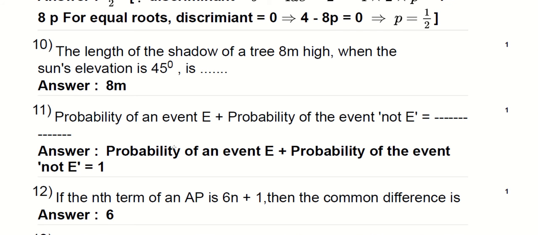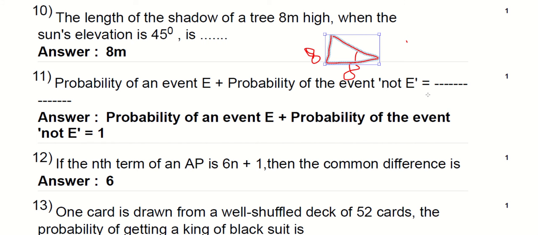The length of the shadow of the tree is 8 meters, and the sun's elevation is 45 degrees, given. So this is a right angle triangle. The length of the shadow of the tree is 8, given, and the angle is 45 degrees. What is being asked? The height of the tree at the sun's elevation. Then 45 degrees means automatically it is an isosceles triangle, so the height is also 8 only.